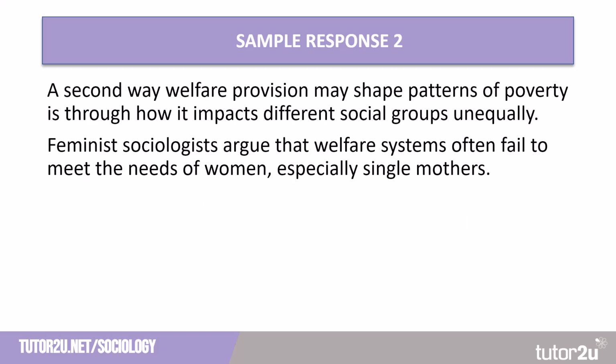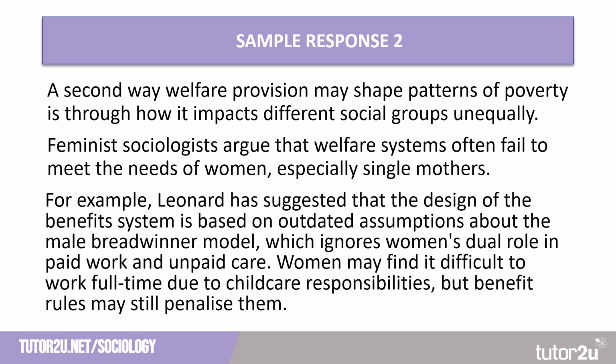If we move on to our second response, a second way welfare provision may shape patterns of poverty is through how it impacts different social groups unequally. The student straight away has put in that feminist sociologists argue that welfare systems often fail to meet the needs of women, especially single mothers. So they're focusing very quickly on how welfare impacts on patterns of poverty and focusing on gender. This is backed up not only with an example but some research.